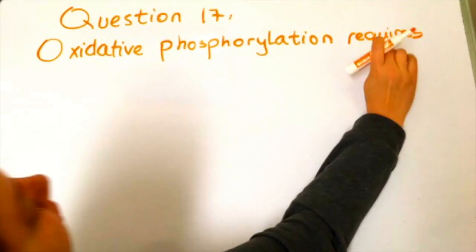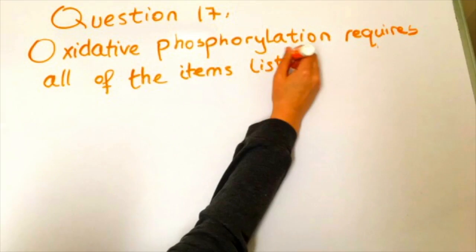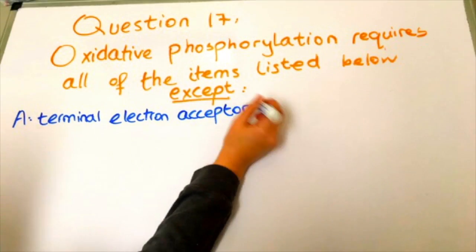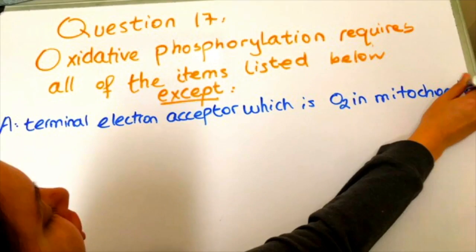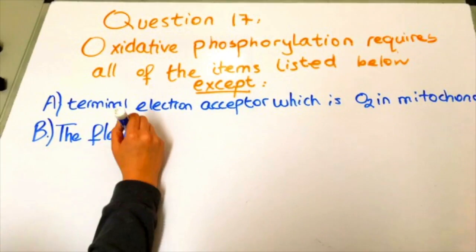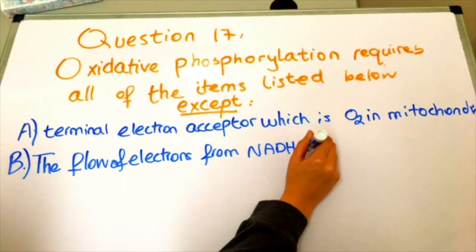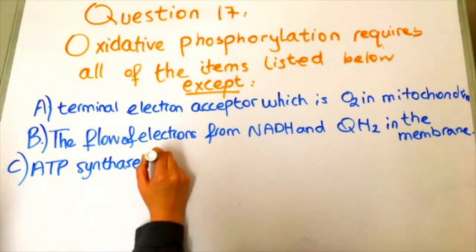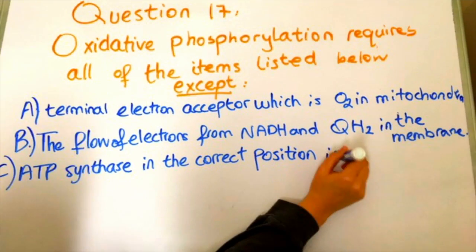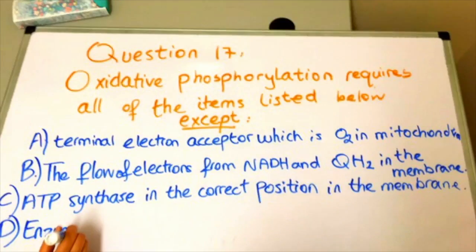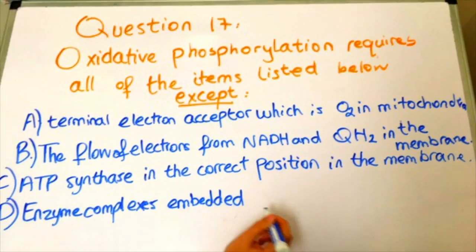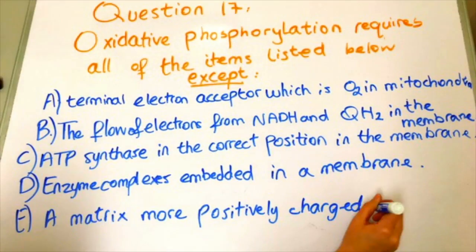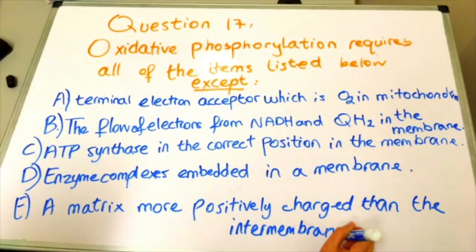Oxidative phosphorylation requires all of the items listed below, except: A. A terminal electron acceptor, which is O2 in mitochondria, B. The flow of electrons from NADH and QH2 in the membrane, C. ATP synthase in the correct position in the membrane, D. Enzyme complexes embedded in a membrane, or E. A matrix more positively charged than the intermembrane space.